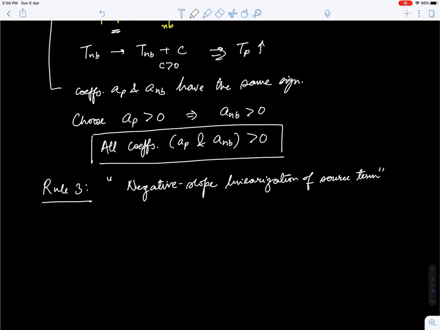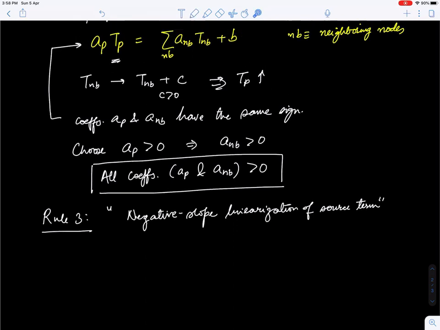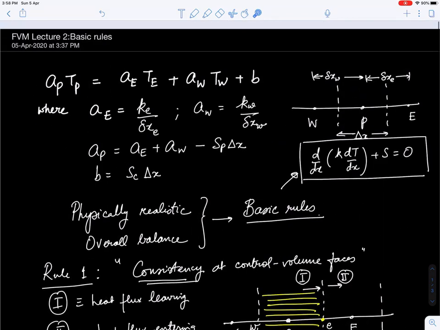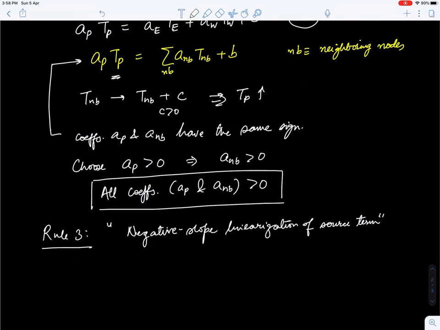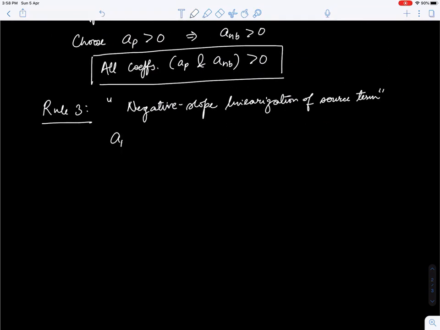So if you go back to what we had done earlier, so if I can just go up a bit. We had this equation for AP, right? We had AP as AE plus AW minus SP delta X. So let's take this equation again. We have AP is AE plus AW minus SP delta X.